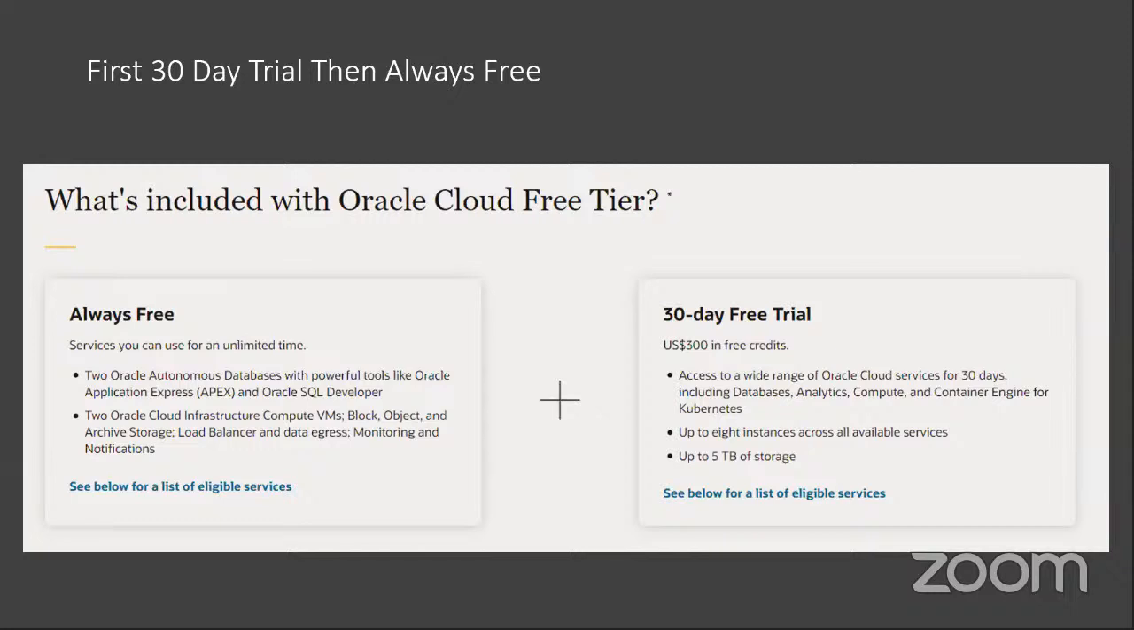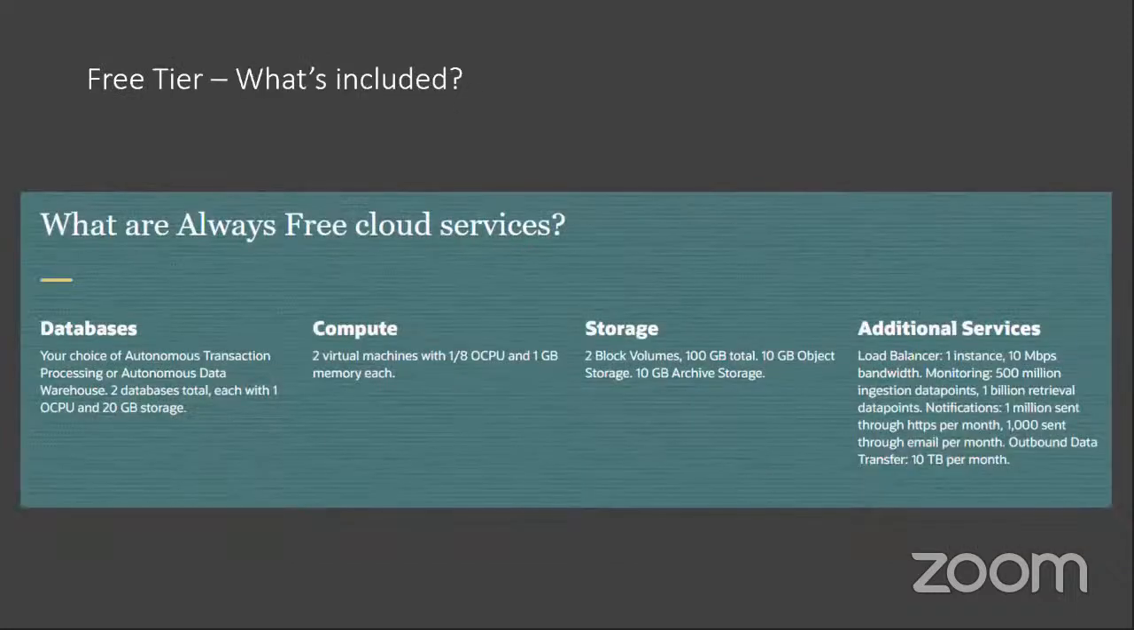But once the 30 days are up, you get an always free set of services. And what do those include? You'll get up to 2 databases of the autonomous type, either transaction processing or the data warehouse. They each come with 1 OCPU and 20 gigabytes of storage. You can have 2 virtual machines with 1/8 of an OCPU and 1 gigabyte of memory. And they give you some storage: 2 block volumes that are 100 gigabytes total, 10 gigabytes of object storage, and 10 gigabytes of archive storage.